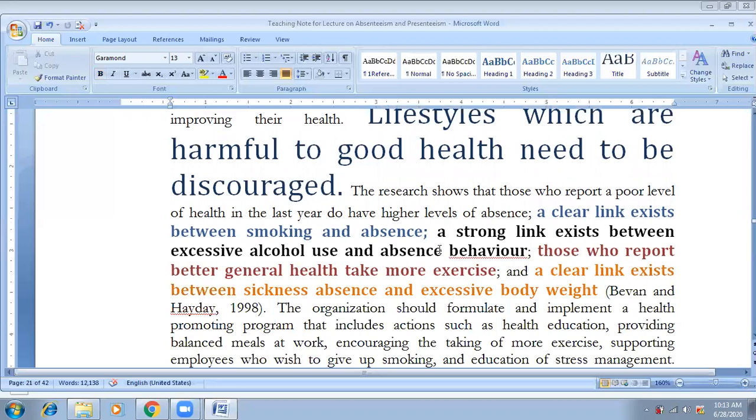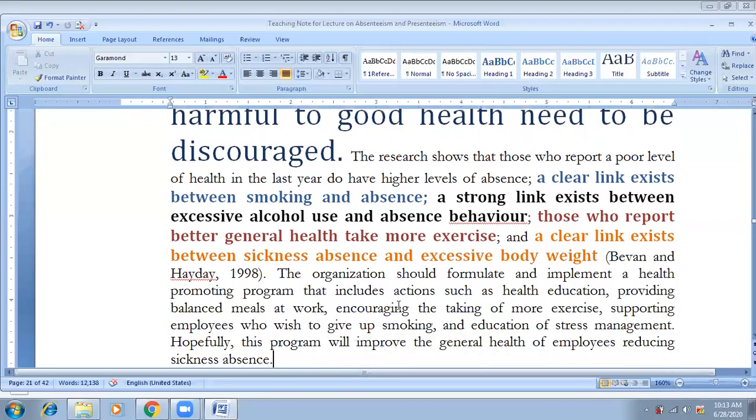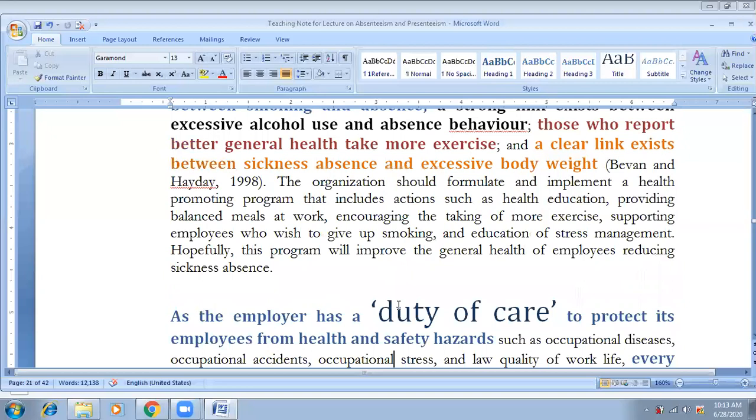According to research studies, a clear link exists between smoking and absence. A strong link exists between excessive alcohol use and absence behavior. Those who report better general health take more exercise. That's another finding. Also, a clear link exists between sickness absence and excessive body weight. Controlling your body weight has an impact on absenteeism.